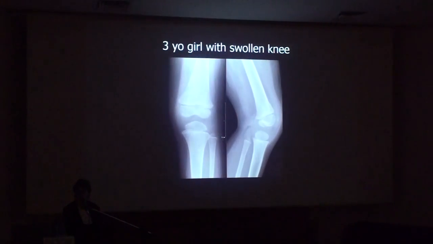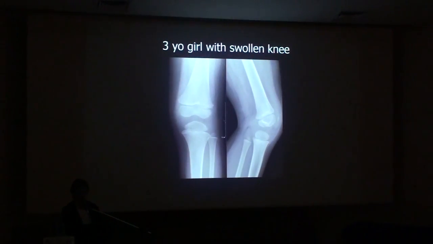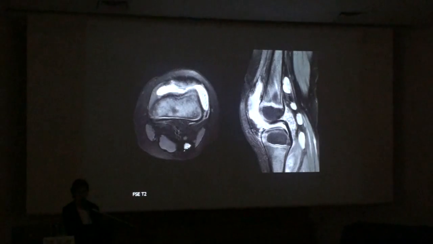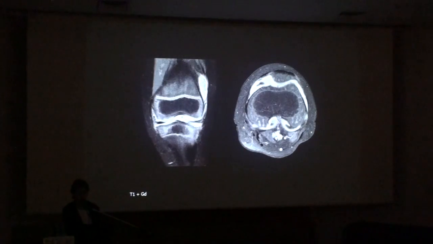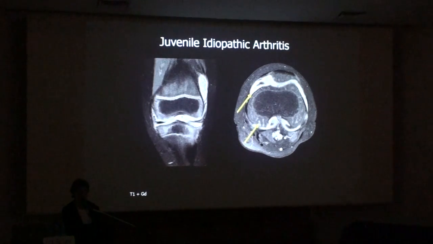A 3-year-old girl came in with a swollen knee. Thought was osteomyelitis, questioned septic arthritis. Underwent MR imaging, and we see characteristic rice bodies, large posterior lymph nodes, a lot of synovial hypertrophy, and she was ultimately diagnosed with juvenile idiopathic arthritis. But notice also that her vascular channels are very prominent. So this is a hyperemic state that lets you see very prominent vascular channels.